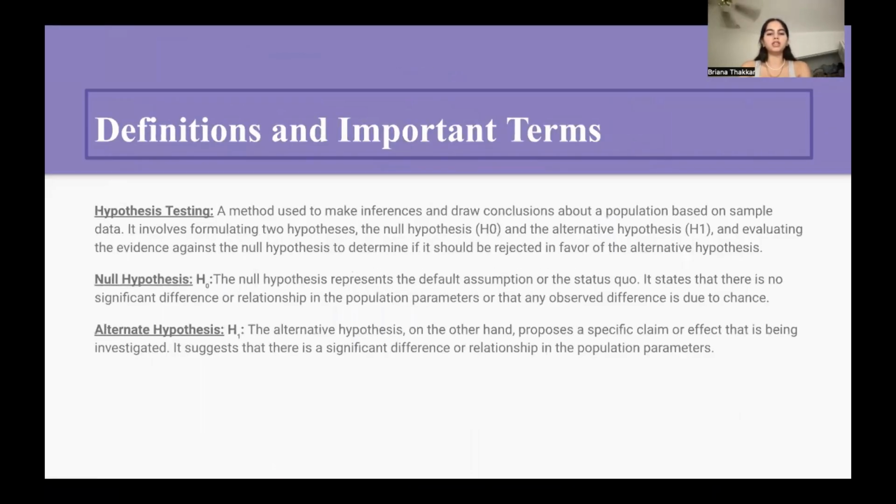So these are some definitions and important terms that we need to start out with. Hypothesis testing is a method used to make inferences and draw conclusions about a population based on sample data. It involves using two hypotheses: a null hypothesis, which is the status quo, a default assumption where there is no significant difference or change between the population parameters. An alternate hypothesis is a hypothesis that infers change or a significant difference in the population parameters.